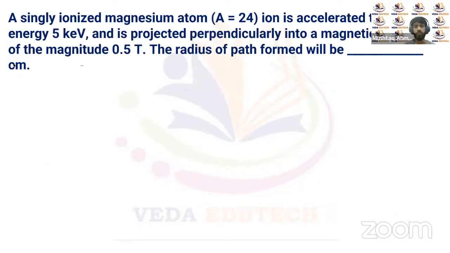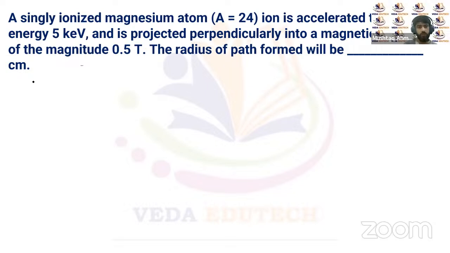Now let's move on to the next question. A singly ionized magnesium ion is accelerated to kinetic energy 5 kilo electron volt and is projected perpendicularly into a magnetic field B of magnitude 0.5 Tesla. The radius of the path formed will be?